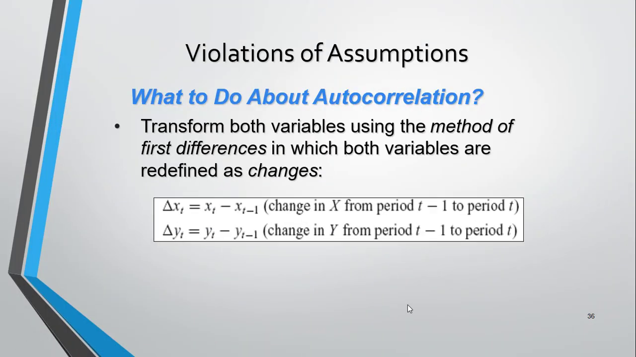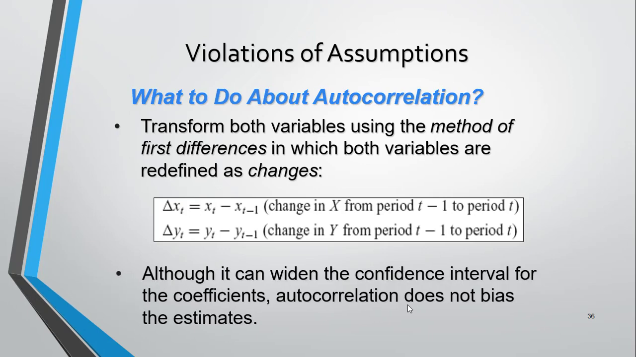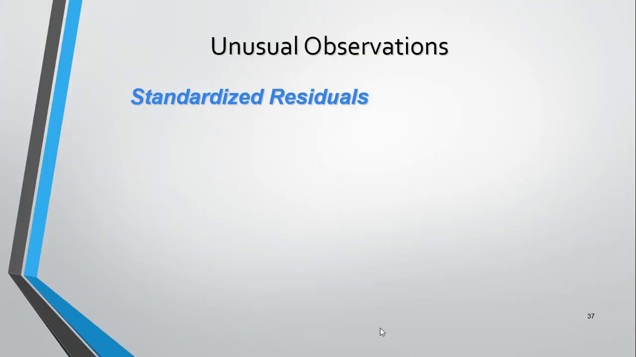What do you do about autocorrelation? You can transform both variables using the method of first differences, in which both variables are redefined as changes. This is changes in x from period t minus 1 to period t, and changes in y from period t minus 1 to period t. Although it can widen the confidence interval for the coefficients, autocorrelation does not bias the estimate.